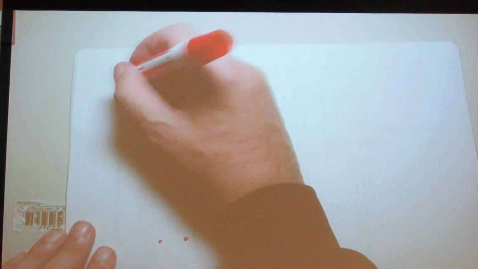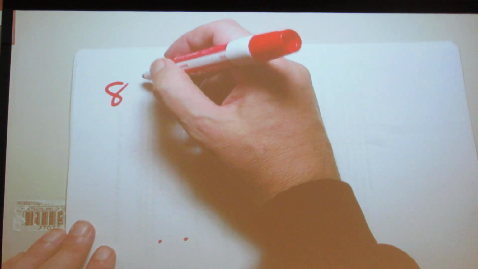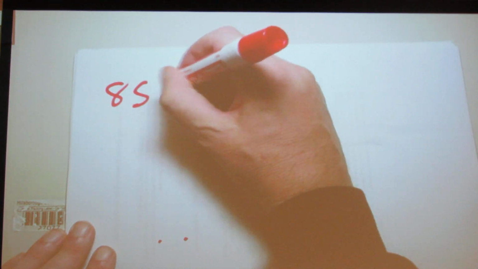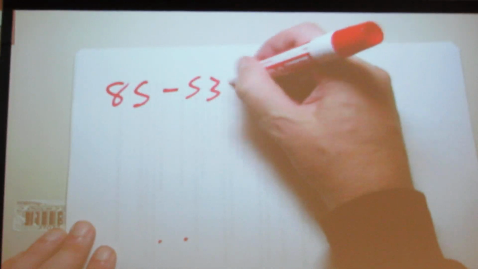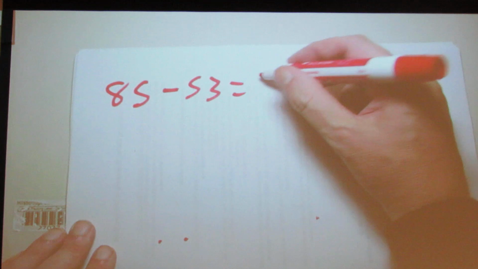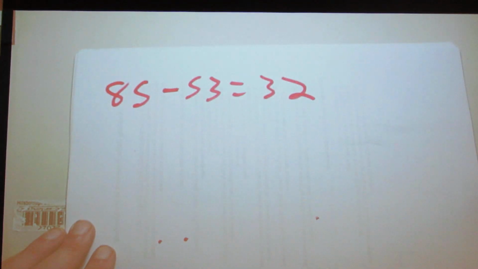The next one is you're going to subtract. So the first one is fairly easy. It's just going to be two-digit numbers. So 85 minus 53, and that equals 32.